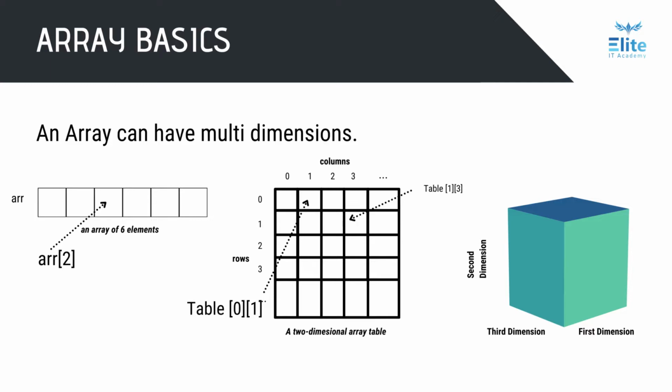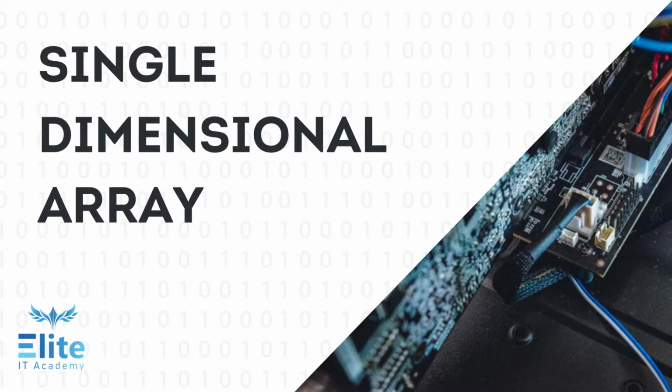The size of an array depends on the number of elements in the array multiplied by the size of the data type. For example, the two-dimensional array shown here has 5 rows and 5 columns. So there are 25 elements in the array. If this array is an int array, then the size of the array would be 100 bytes since each element has 4 bytes. Let us now see how we declare, initialize, and process a single-dimensional array.